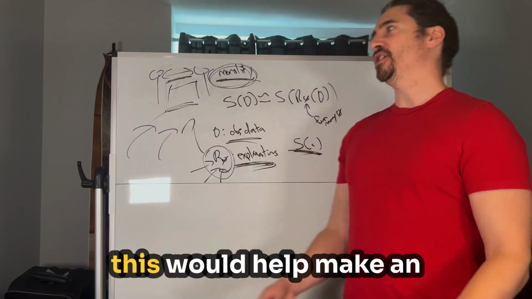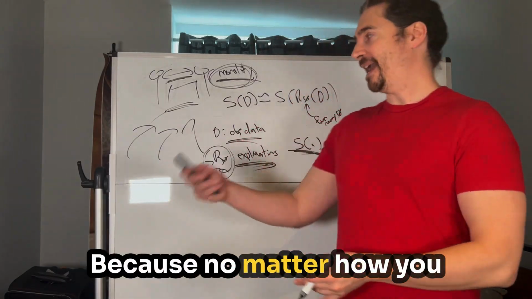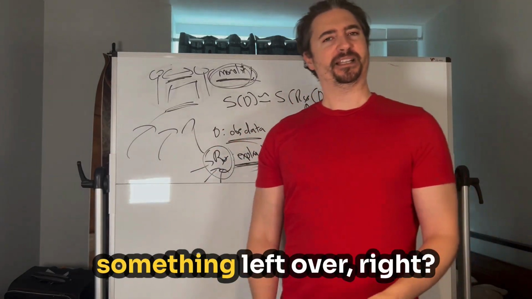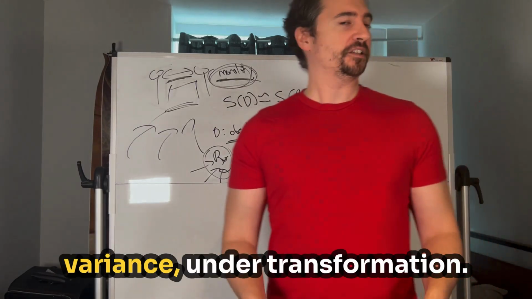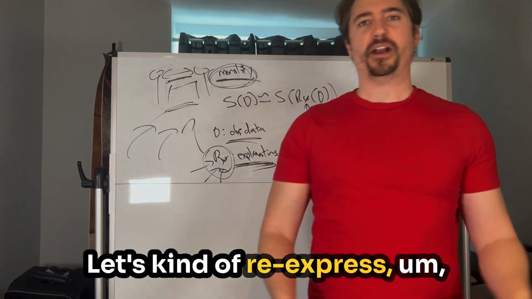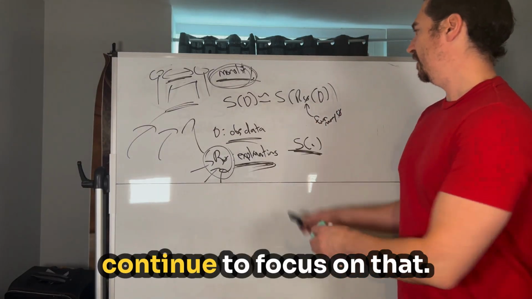And you can imagine this would help make an argument for, let's say, morality truly being objective. Because no matter how you try to explain it, there's still something left over, right? Okay, so let's think about that invariance under transformation. Let's kind of re-express this. Well, actually, let's continue to focus on that.